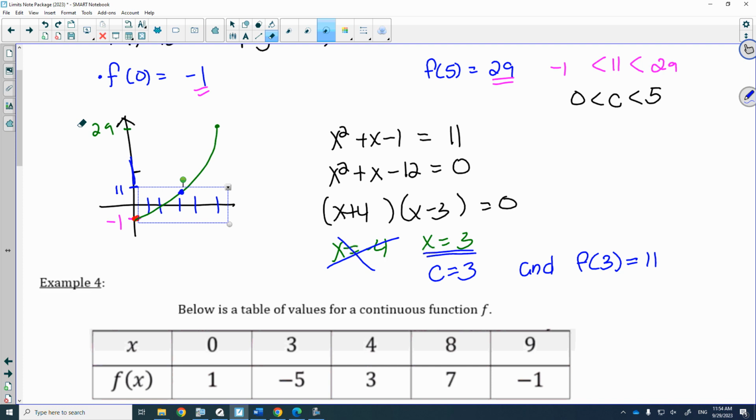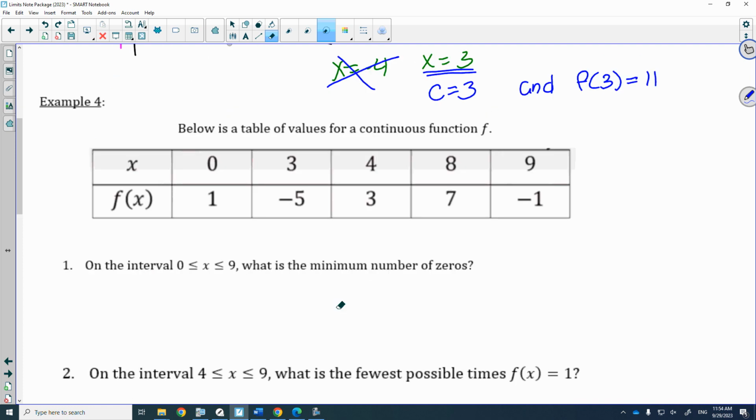On AP exams, they will often give tables that look like this, and you're going to be answering questions on the table. Okay, so this is where you need to be sort of good at visualizing things. It says on the interval 0 to 9, what is the minimum number of zeros? First of all, it tells me that my function is continuous, so we could use the intermediate value theorem. As we go from 0 to 9, what is the minimum number of zeros that this graph could have?